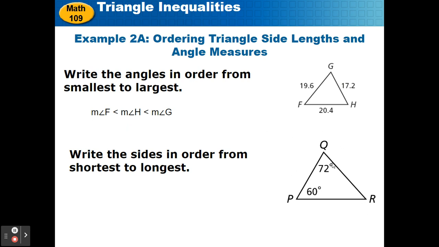Similarly, in my next triangle, triangle PQR, I'm given two angle measures here, so I can determine that the third angle measure is going to be 48 degrees. So over here at angle R, that's going to be 48 degrees. So they all add up to 180 degrees. Therefore, R is the smallest angle. So PQ would be my shortest side, followed by QR, and finally PR, the longest side. Because I'm comparing measures, I don't put hats on my segments. PQ is less than QR, which is less than PR.